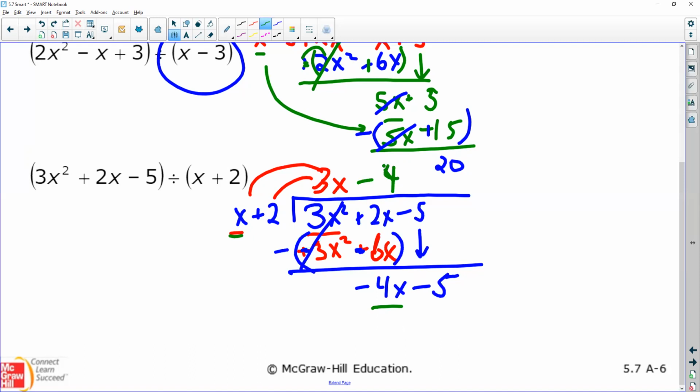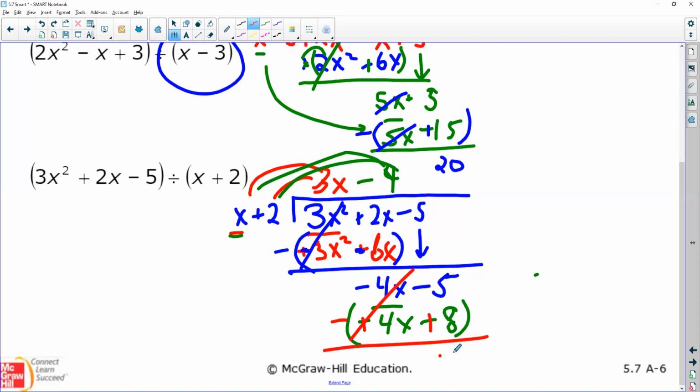So distribute that negative 4. x times negative 4 is negative 4x. Negative 4 times 2 is negative 8. Put it in parentheses and subtract. So that becomes a plus. Those cancel. Negative 5 plus 8 is just 3. So then the answer to this one is 3x minus 4 plus 3 over x plus 2.